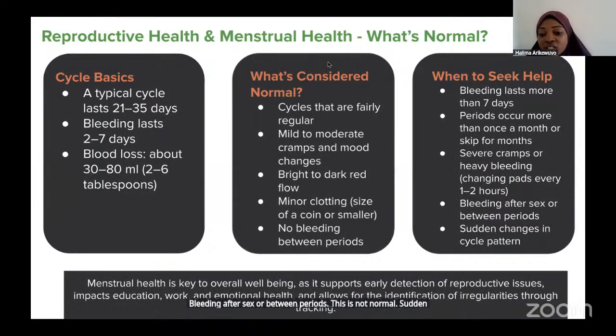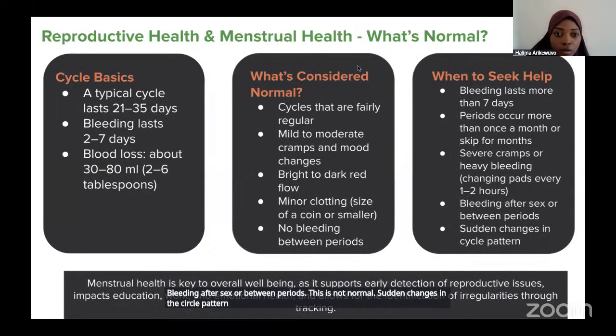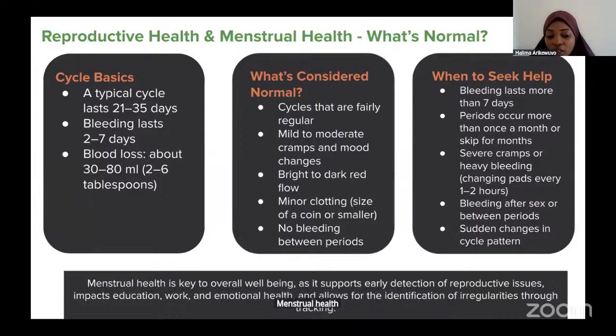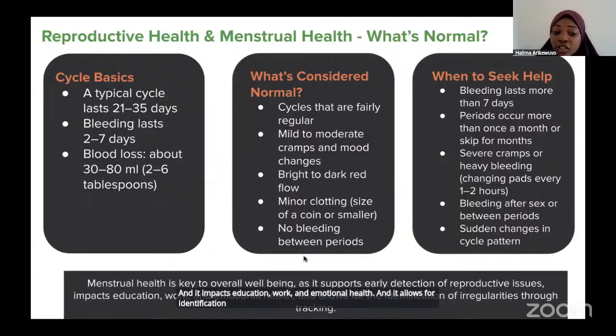Sudden changes in the cycle pattern are equally not normal, so you need to seek help when you're seeing all of these abnormalities. Menstrual health is very key to overall well-being. It supports early detection of reproductive issues, and it impacts education, work, and emotional health. And it allows for identification of irregularities through tracking.